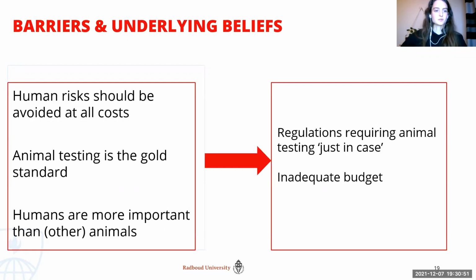Together, these beliefs lead to regulations requiring animal testing just in case. For example, the requirement of the mouse bioassay, even though industry was saying it has no added value. But also the inadequate budget, specifically for the monkey cages, but also more generally for financing the 3Rs.